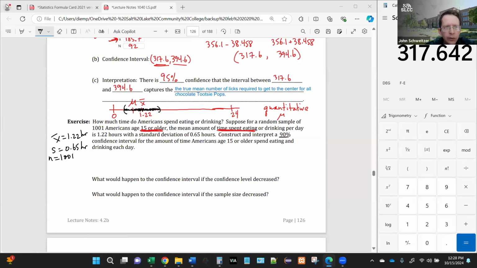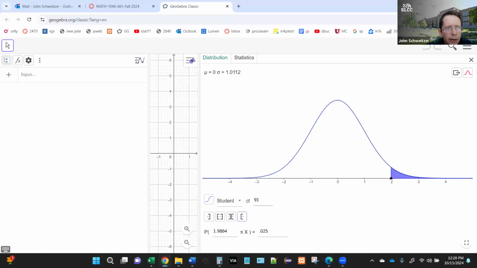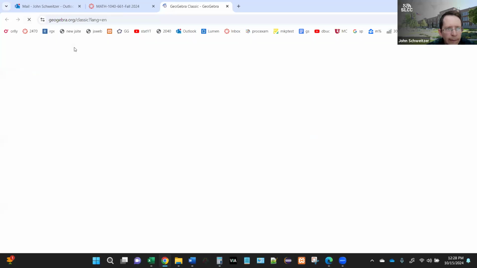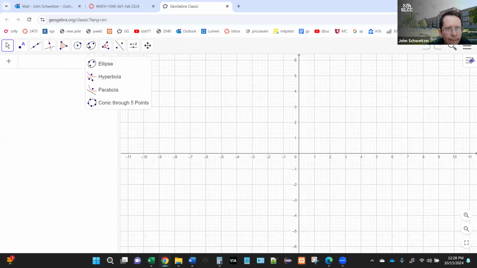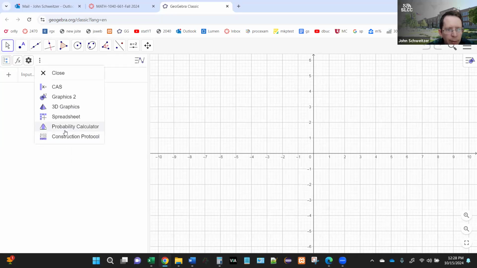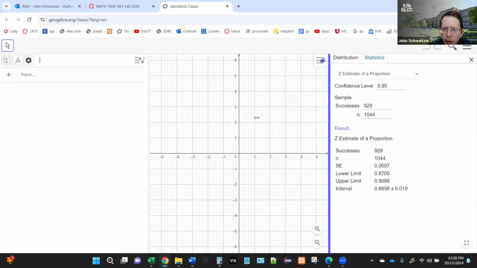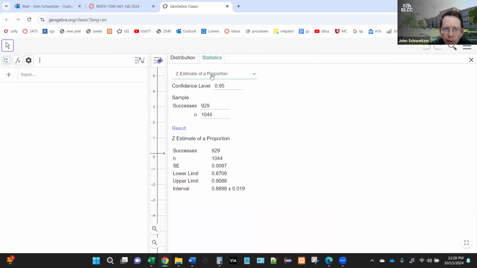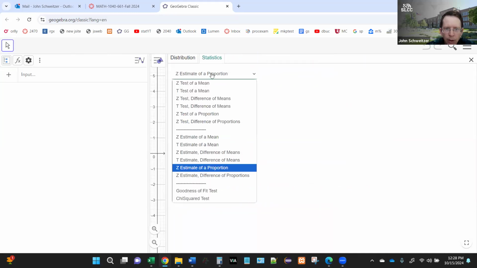All right, so let's do this one together. So I'm going to jump into GeoGebra here. And so let's clear this out. So I'll go to the toggle, the three dots, probability calculator. And then I go to the statistics panel, and then I'm going to come here to the drop down. Okay, so what is it that we're trying to do? What kind of data do we have? Well, we're trying to do a confidence interval, not a hypothesis test. So these are out. We can come right down to here.